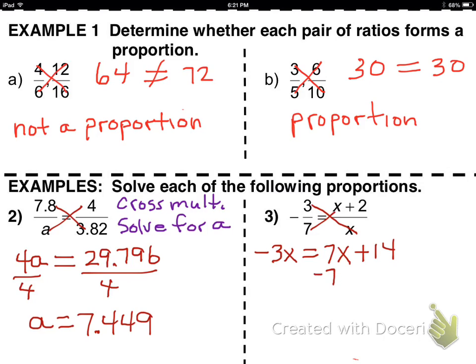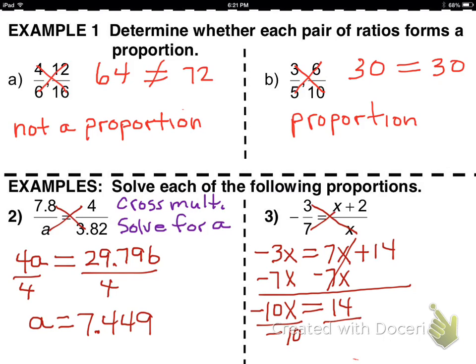Now to solve for X, we'll subtract 7X from both sides of the equation, and that will give us negative 10X equals 14, and then we'll divide by negative 10, and we get X equals negative 1.4, or negative 1 4/10. So X must be negative 1.4 for these two ratios to form a proportion.